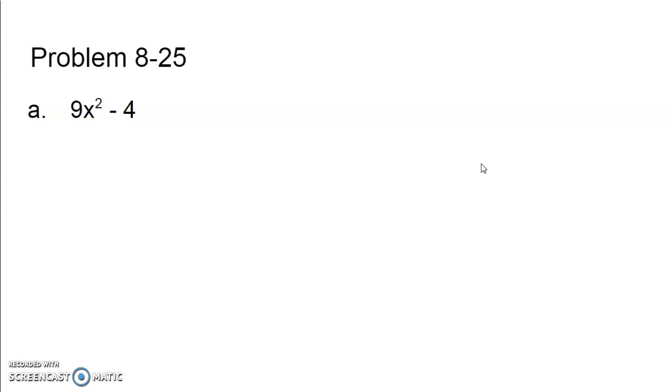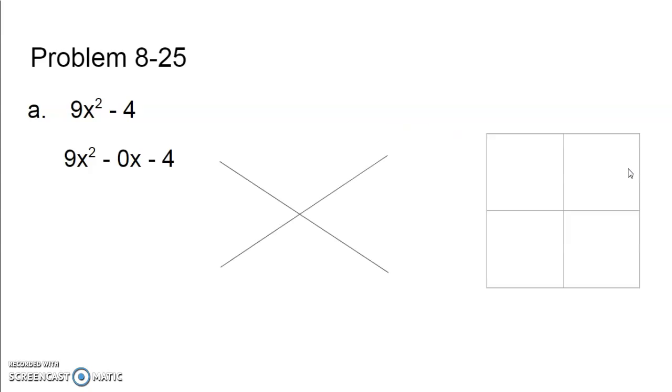Okay, so problem 8-25 is 9x squared minus 4. And as you can see by looking at this problem, we're missing the middle term. So that would be the b. All right, so one thing we could do to solve this is we could actually add a middle term of 0x. I said minus 0x. It doesn't matter if that's adding or subtracting, because either way, that's going to be 0, right?